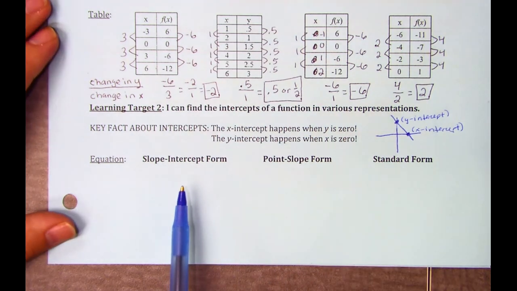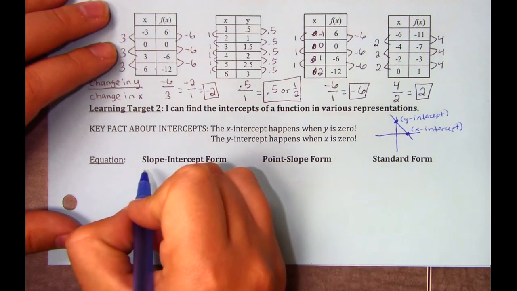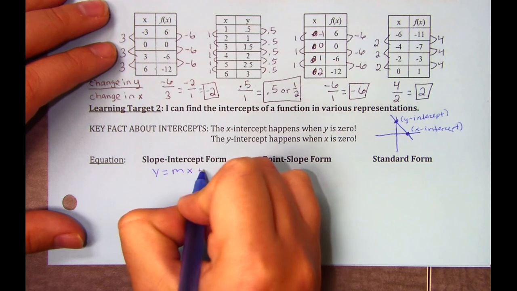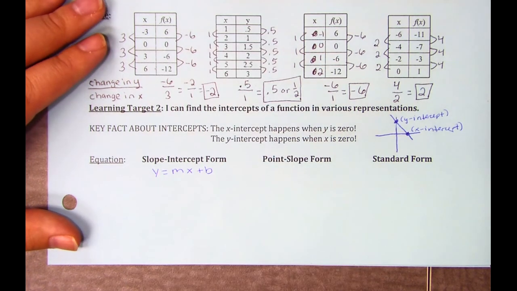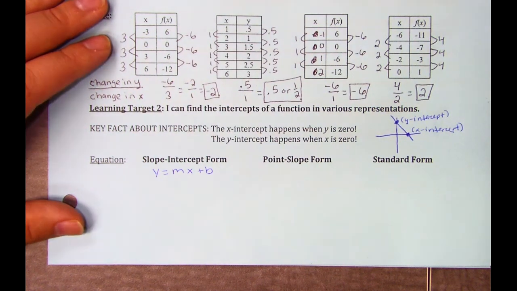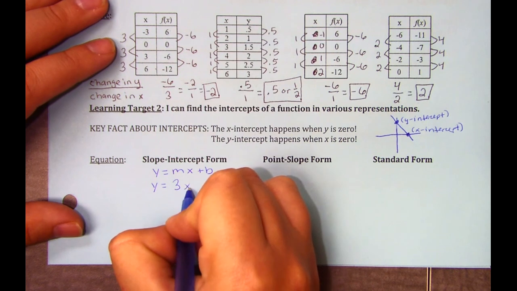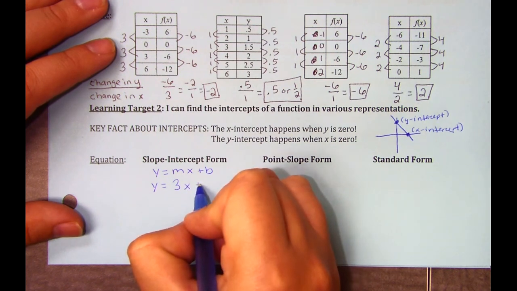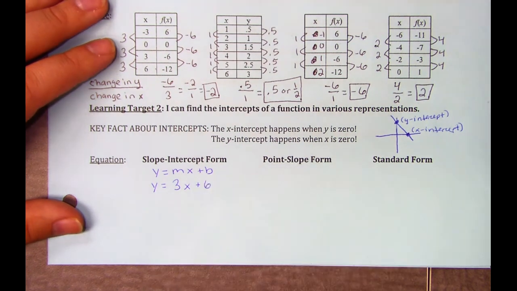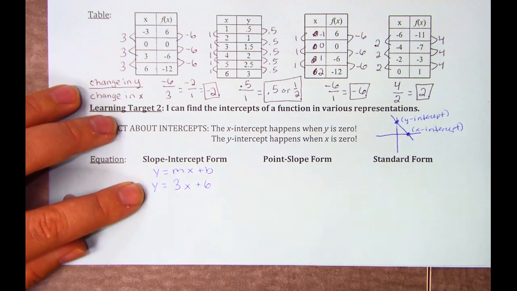Now if we're looking at finding the intercepts in the 3 types of equations, in slope-intercept form, let's just make up an equation. Remember, slope-intercept form is y equals mx plus b. If we want to find the y-intercept, we put in 0 for x. So let's consider this equation right here. We'll do 3x plus 6. So here's just an example equation that I made up in slope-intercept form.